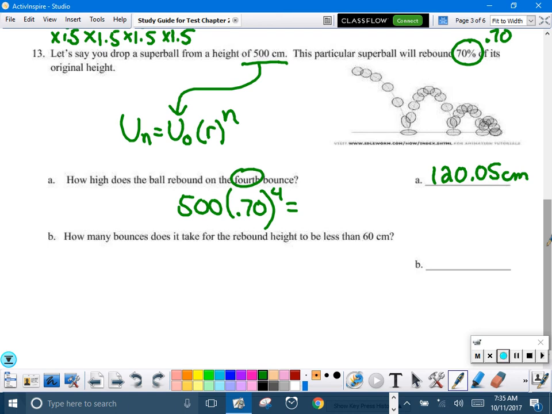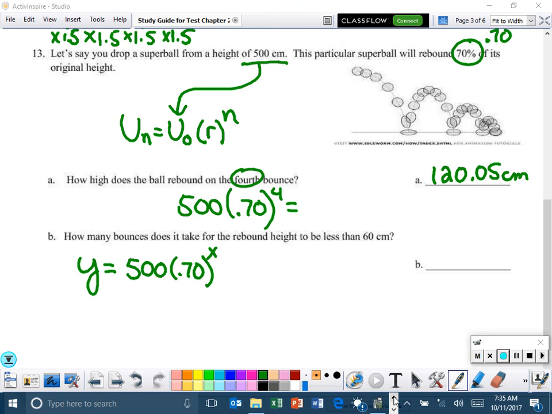How many bounces does it take for the rebound height to be less than 60 centimeters? Okay, I'm going to use the calculator here. So I'm going to redo this. And what I'm going to do is in my y equals screen on the calculator, I'm going to type 500 times 0.70 to the x power. Okay, so again, I'm going to use my y equals screen to help me, and then I'm going to go to the table. So if you have to rewind this and watch it again, please do so.